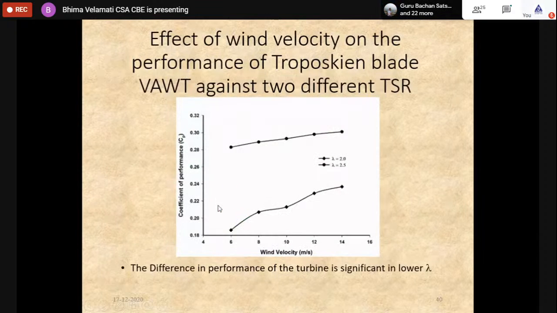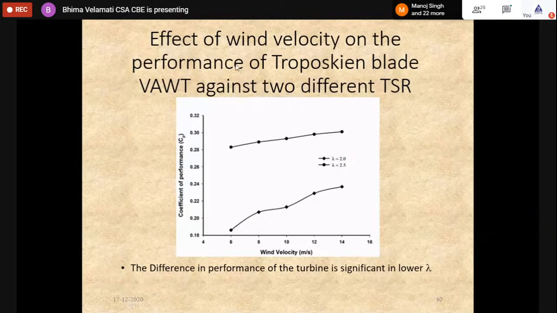Okay. So you can plot the same thing here. For tip speed ratio 2.5, the effect is very small and the change is linear, more or less. At a low tip speed ratio like 2, as the wind velocity changes, the CP changes significantly.